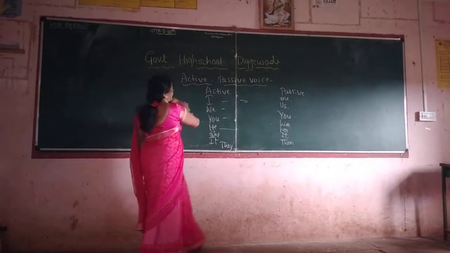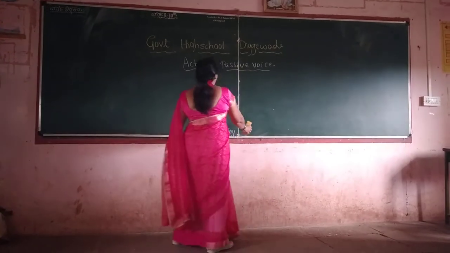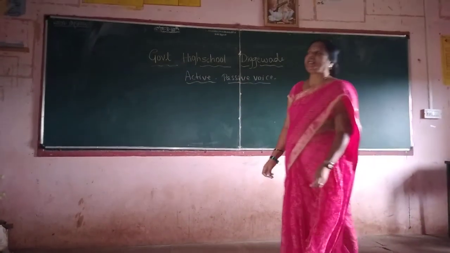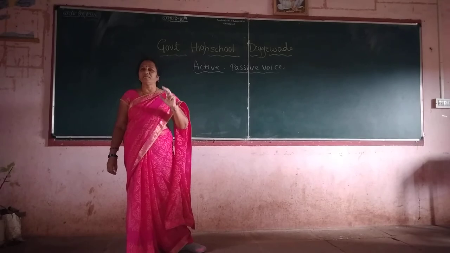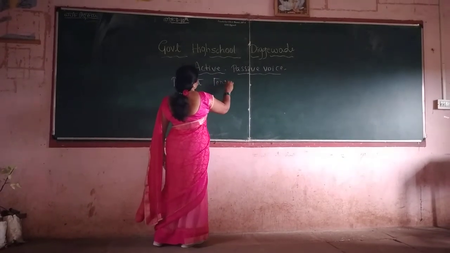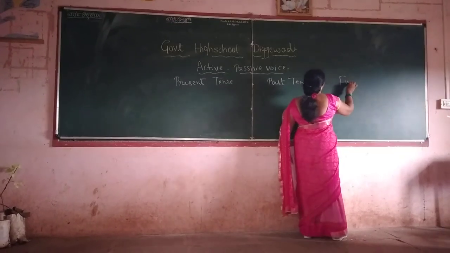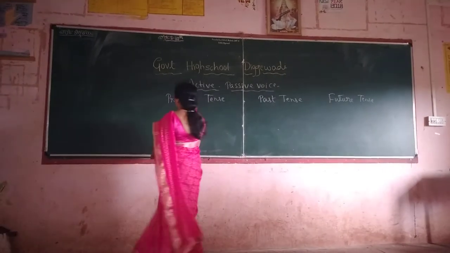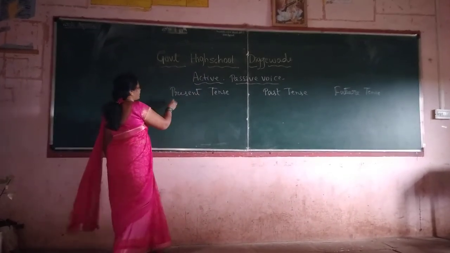Now, while changing active voice to passive voice, how to follow the rules according to the tenses. Already I have told you, if we want to get a clear idea about active voice to passive voice, we must be perfect in tenses. There are three types of tenses. First one, present tense. Second one, past tense. Third one, future tense. Each tense is also divided into four types. In present tense, there are four types.